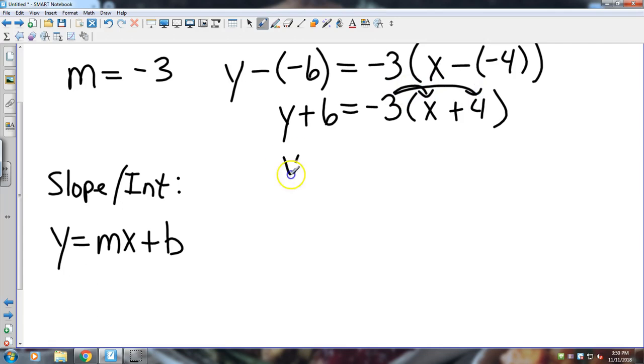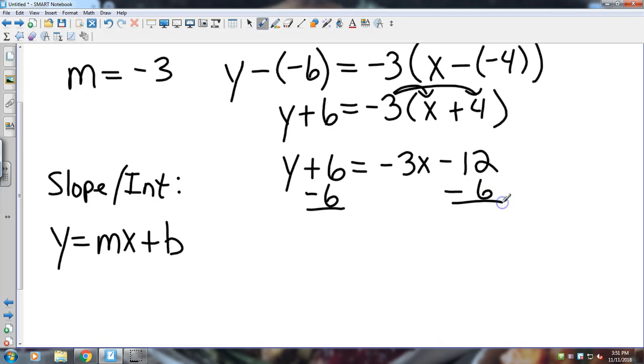And so that's going to give me y plus 6 equals -3x minus 12. And now if I want to solve and get y by itself, I've got to get rid of that plus 6. So I just subtract it and combine like terms on the other side. So that's going to combine with that negative 12. So that cancels.